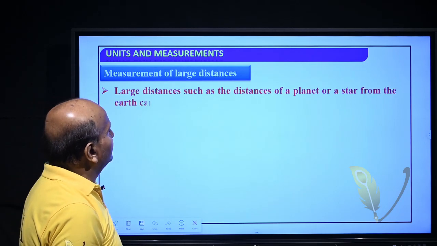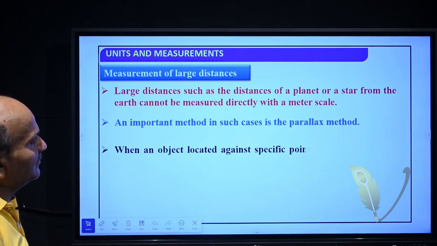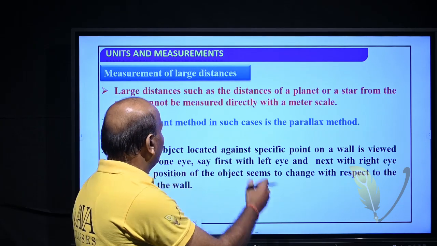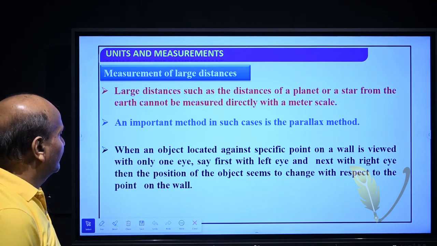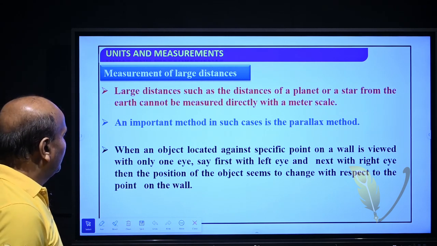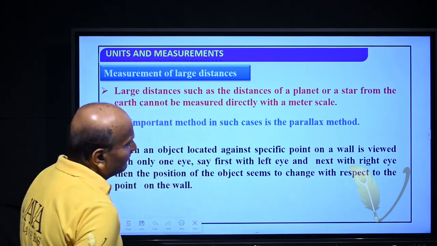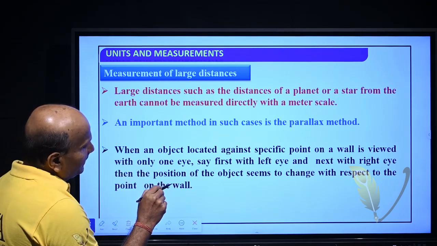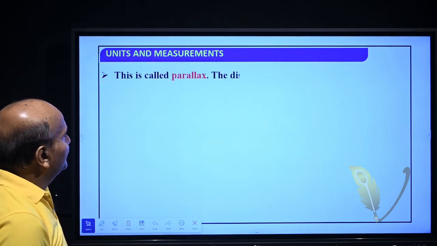Measurement of a large distance. Large distances, such as the distance of planets or stars from the earth, cannot be measured with a meter scale. So, an important method called the parallax method is used to measure these distances. When an object located against a specific point on a wall is viewed with only one eye, say first with the left eye and next with the right eye, then the position of that object seems to change with respect to the point on the wall. This is called parallax.